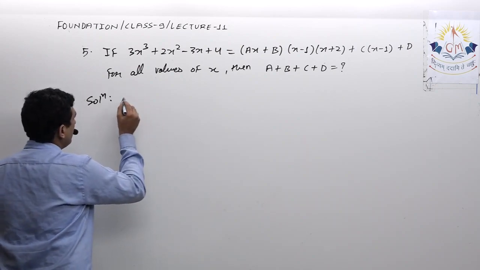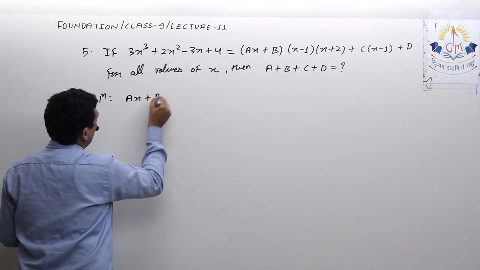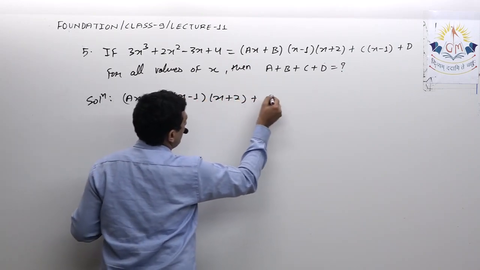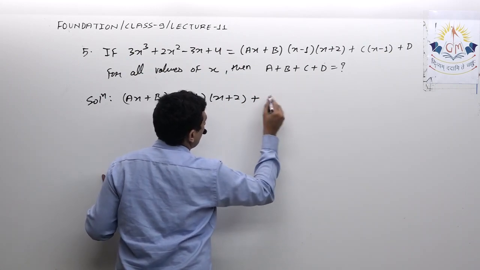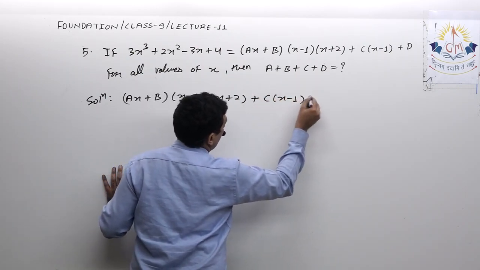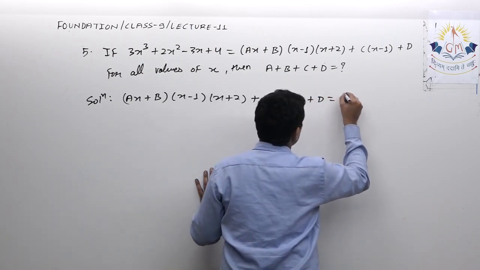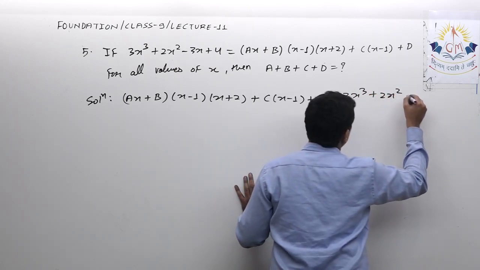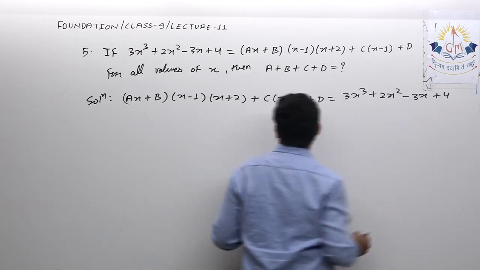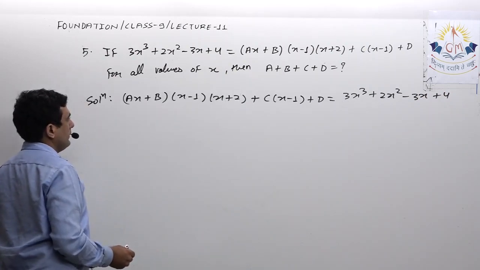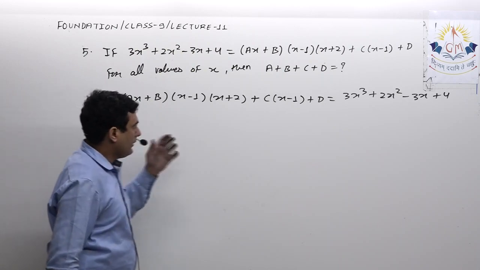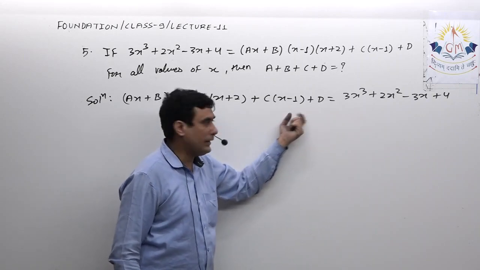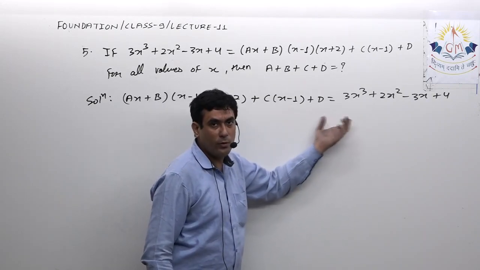See, I'm writing this as (ax plus b)(x minus 1)(x plus 2) plus c(x minus 1) plus d is equal to 3x cube plus 2x square minus 3x plus 4. This is the expression given. Now see, if you observe this, I can put in whatever value of x, 1, 2, 3, whatever, on both sides.